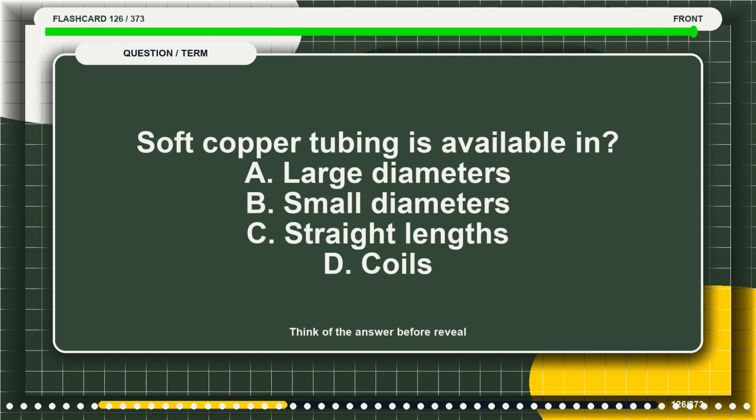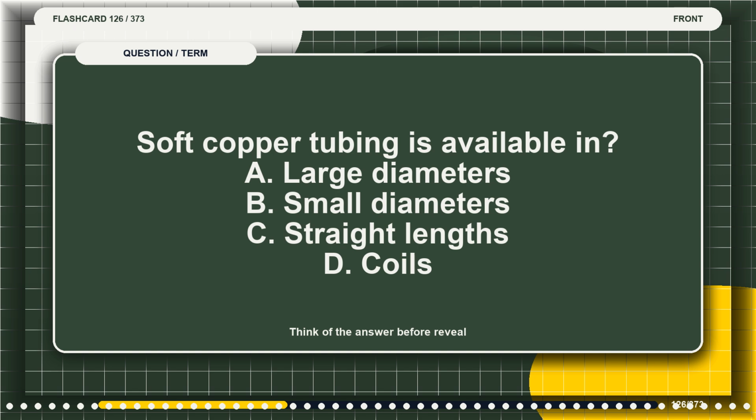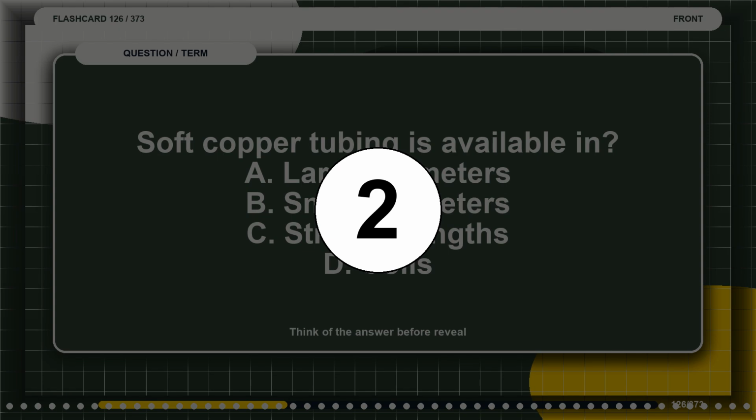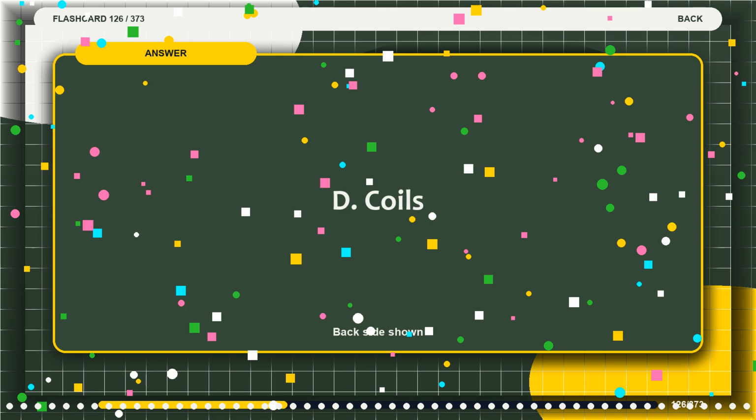Flashcard 126. Soft copper tubing is available in A. Large diameters. B. Small diameters. C. Straight lengths. D. Coils. Think of the answer before the reveal. The answer is D. Coils.